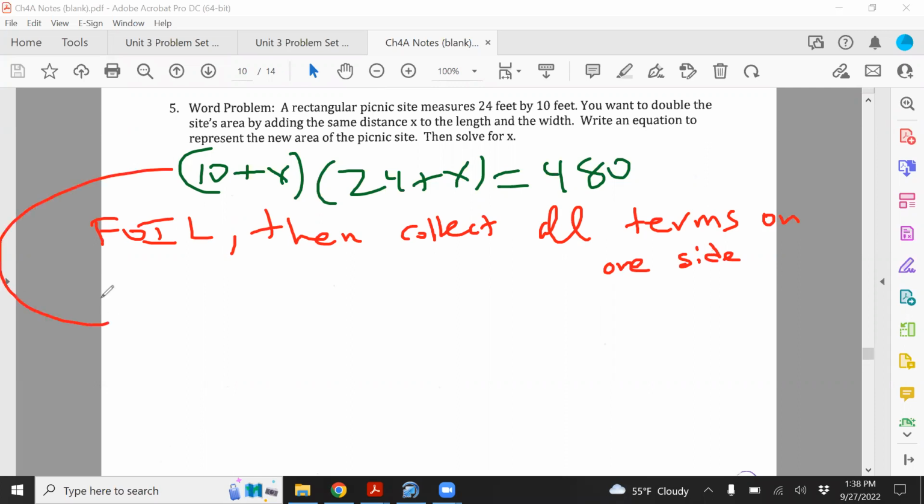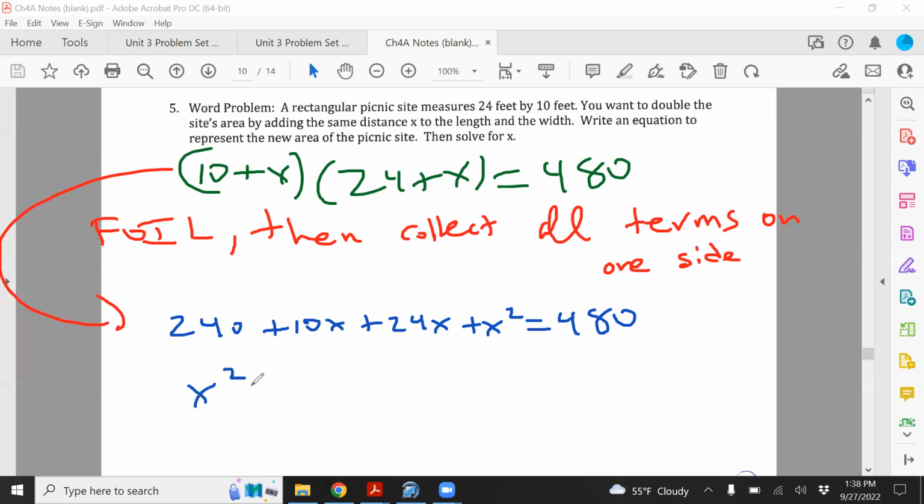All right, so let's do the FOIL right now. If you do it correctly, you should get 240 plus 10x plus 24x plus x squared equals 480. And if you collect everything on one side, it's probably easier to move that 480 from right to left and rearrange the terms so the leading term comes out first. Yep, minus 240. Now, we could do that little diamond thing.